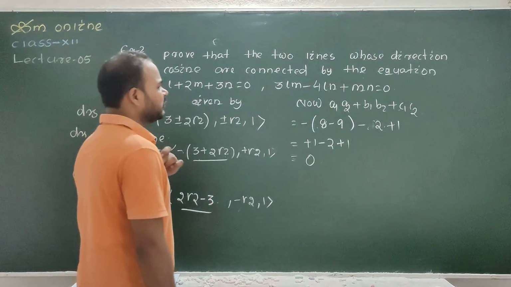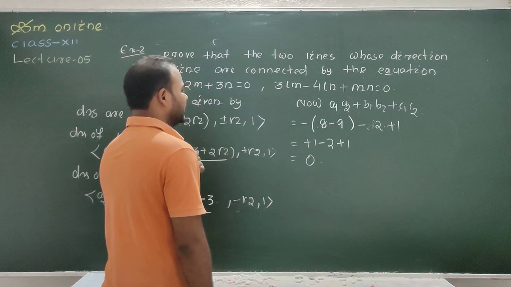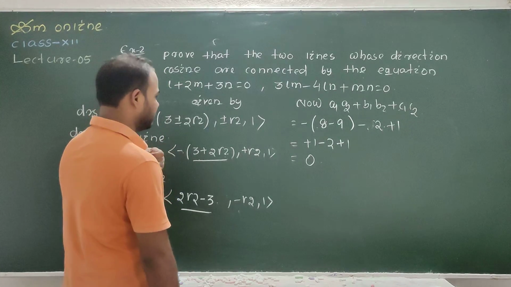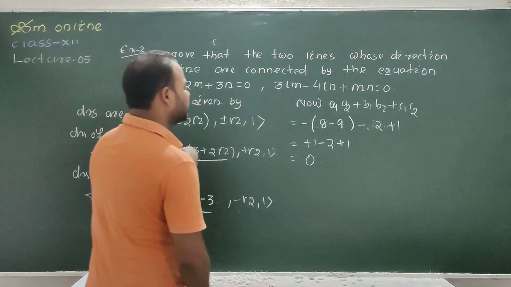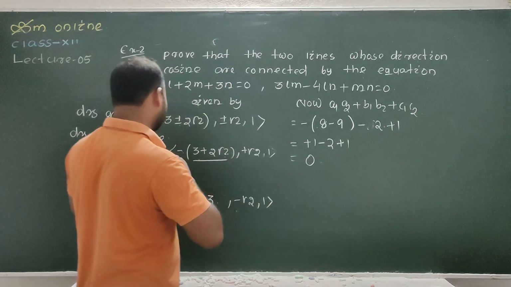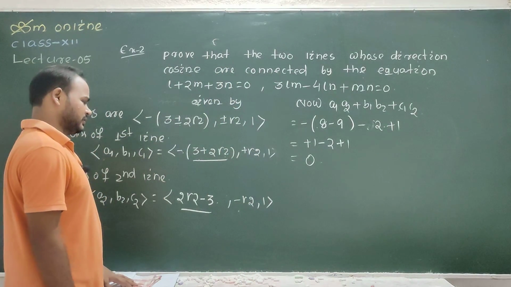Now we have proved that the two lines are perpendicular, because A1 A2 plus B1 B2 plus C1 C2 equals 0.